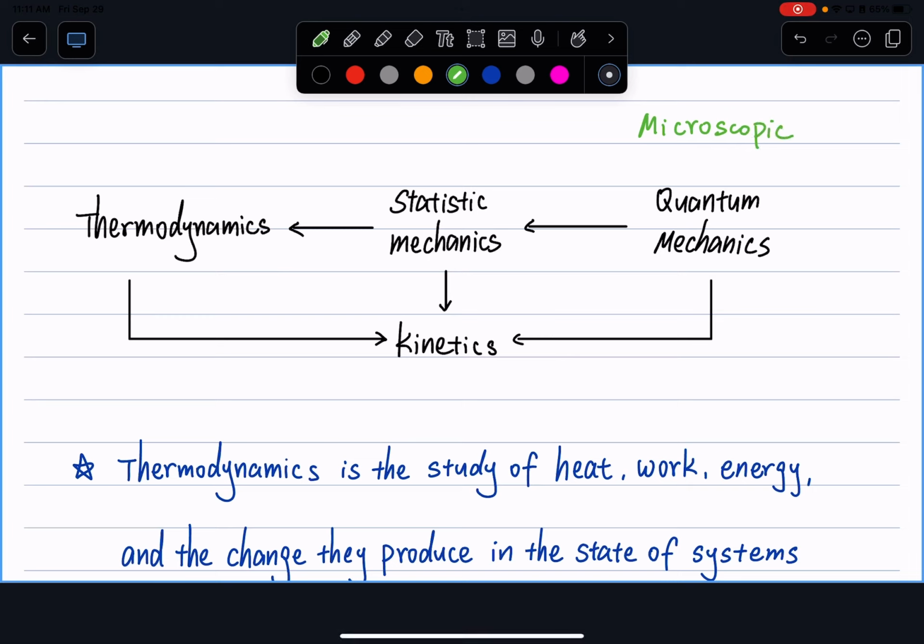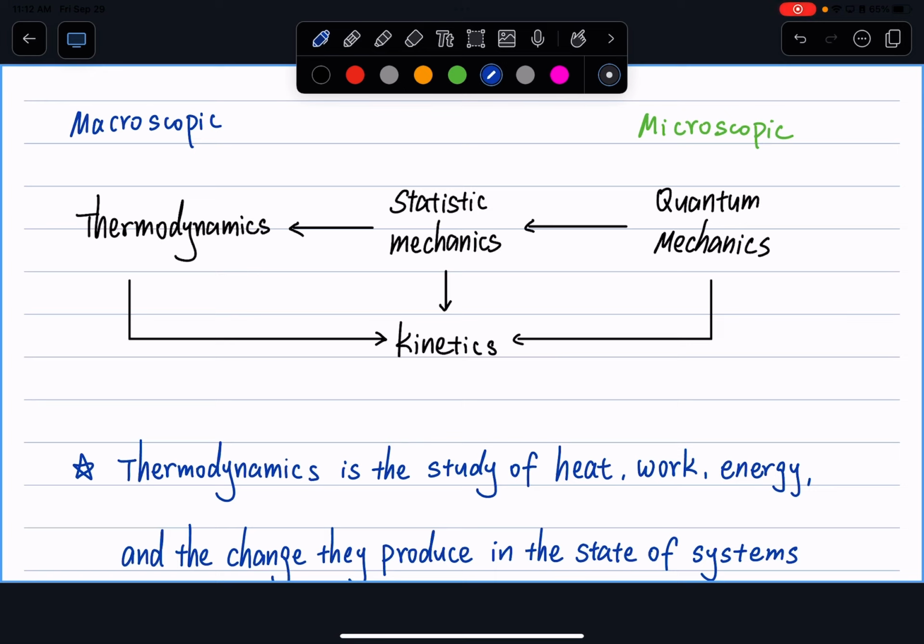And on the left-hand side, we have the microscopic. On the right-hand side, we have thermodynamics, which is the more macroscopic. Right, so with macroscopic, you're dealing with things you can see and touch, right? You can see an object doing work or a gas expanding or compressing.